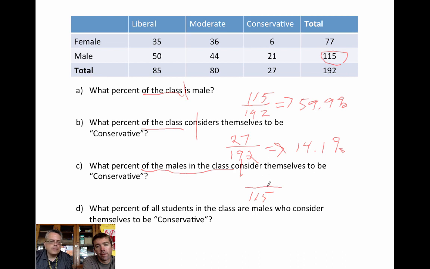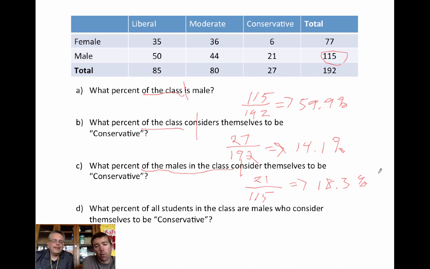Okay, and the part is of the males. So in that second row, how many are conservative? There are 21. All right, Mr. Lewis. That comes up to 18.3%. All right, last example.